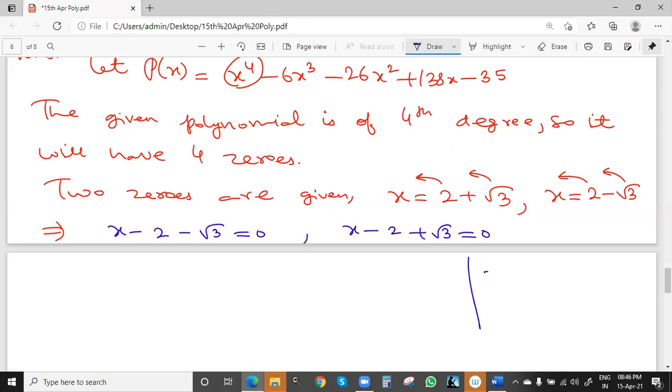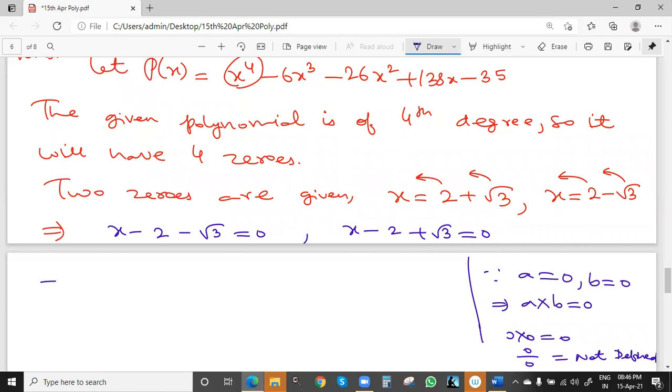Now we know the concept, that is a equal to 0 and b equal to 0. So this implies a into b will also be equal to 0. 0 into 0 is 0. 0 by 0 is not defined, but 0 into 0 is 0. That we know.